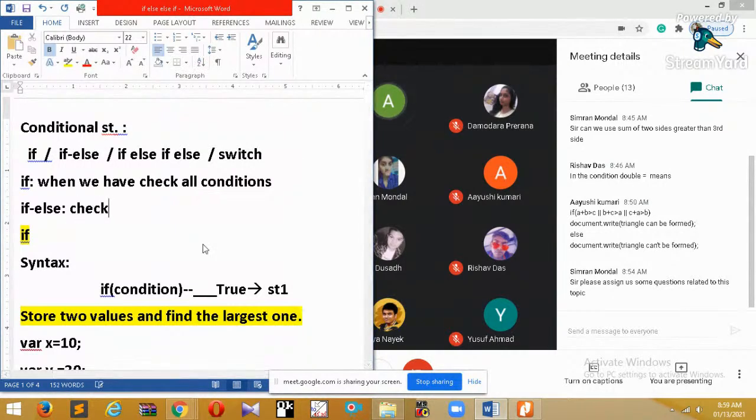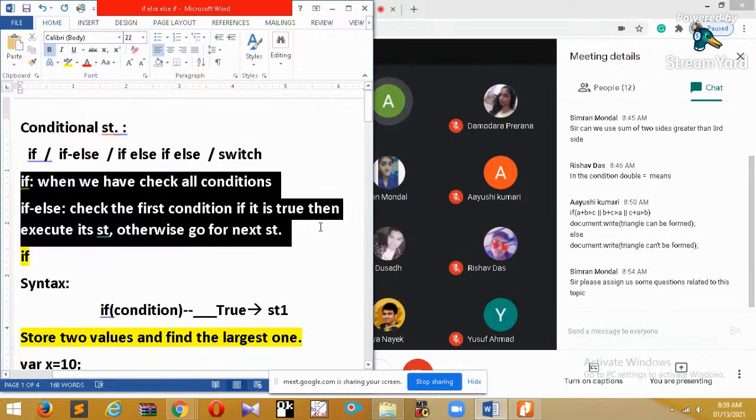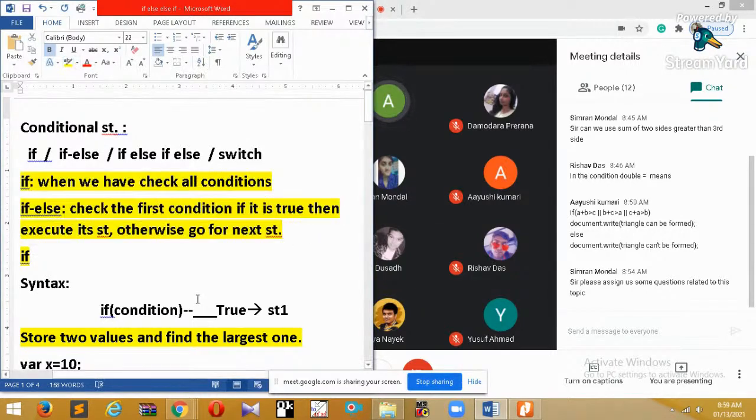Check the first condition. If it is true, then execute its statement. Otherwise, the meaning is otherwise. Otherwise means else. Go for the next statement. That means the one associated with the else statement. So these are the general terminology associated with the if else statement.